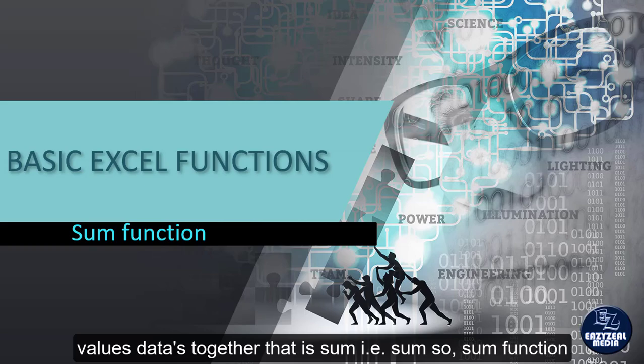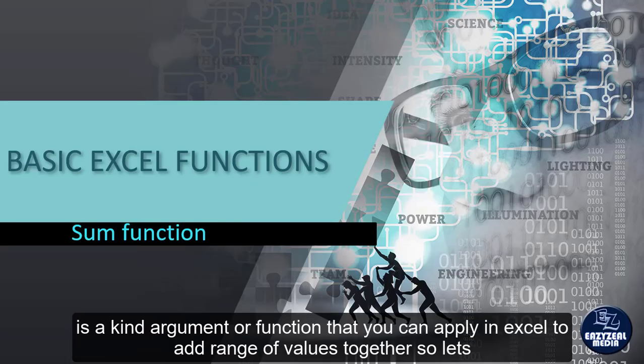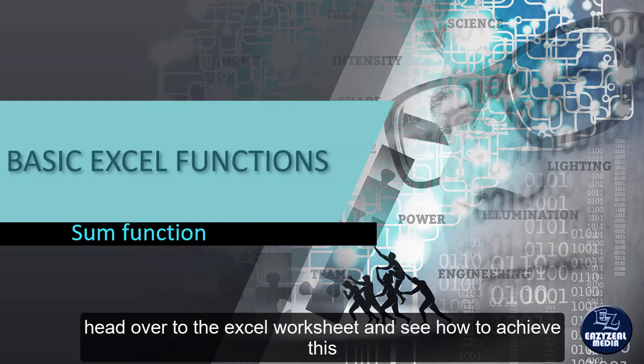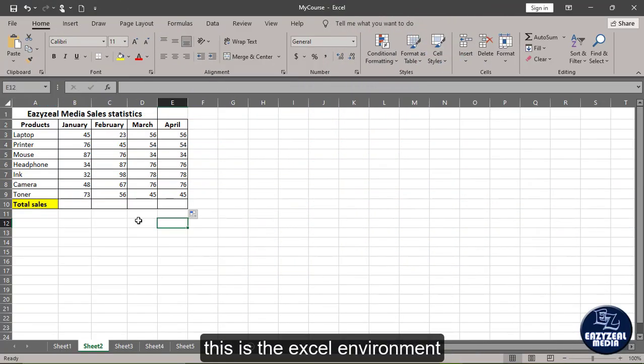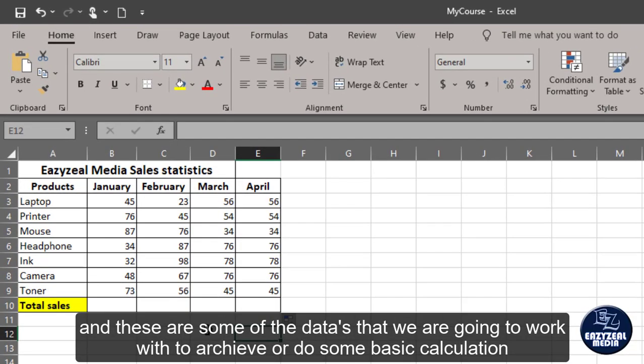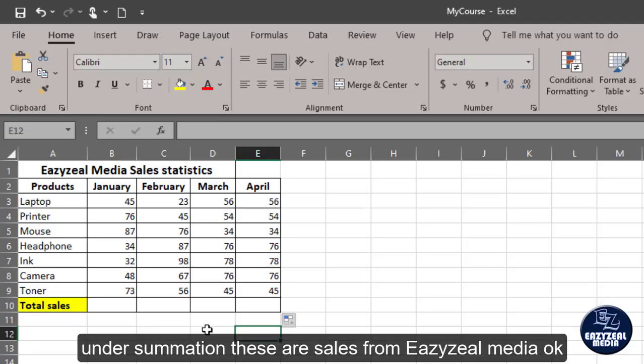So the sum function is a function that you can apply in Excel to add a range of values together. So let's head over to our Excel worksheet and see how to achieve this. This is our Excel environment, and this is the data that we are going to work with to do some basic calculation under summation.